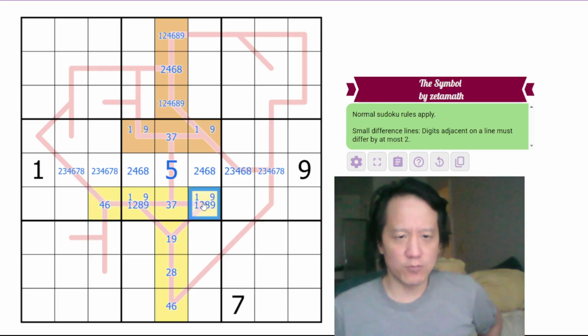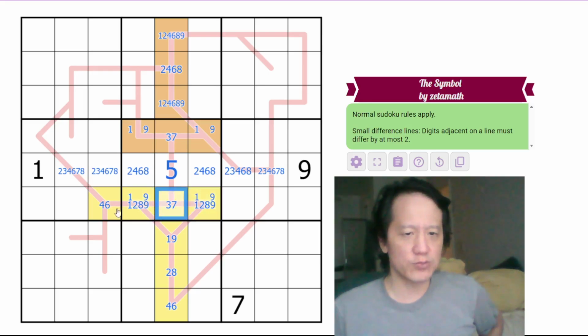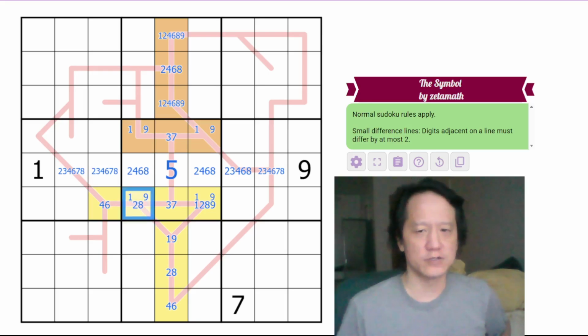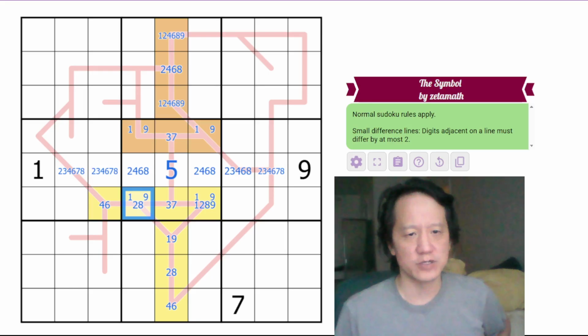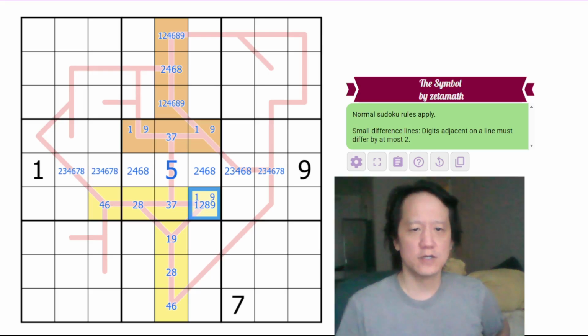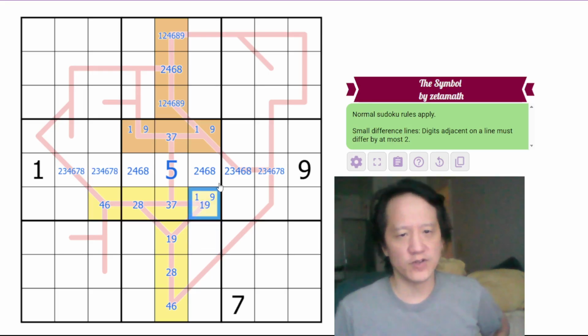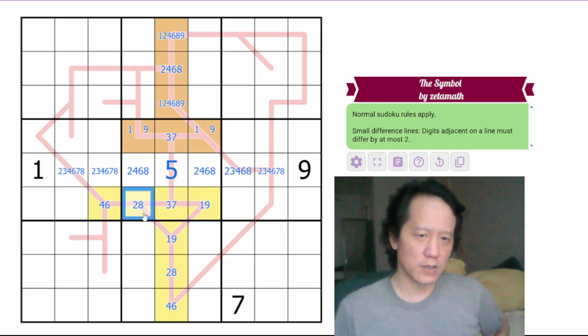Because it cannot be 1, 9 or 2, 8 of the yellow set. It can't be 3, 7 of the yellow set. So this is 4, 6 of the yellow set, which means this cannot be 1, 9 of the yellow set. It has to be the 2, 8, because 1 and 9 is not 2 or fewer away from 4 and 6. So this is the 1, 9 of the yellow set. This is the 2, 8 of the yellow set.